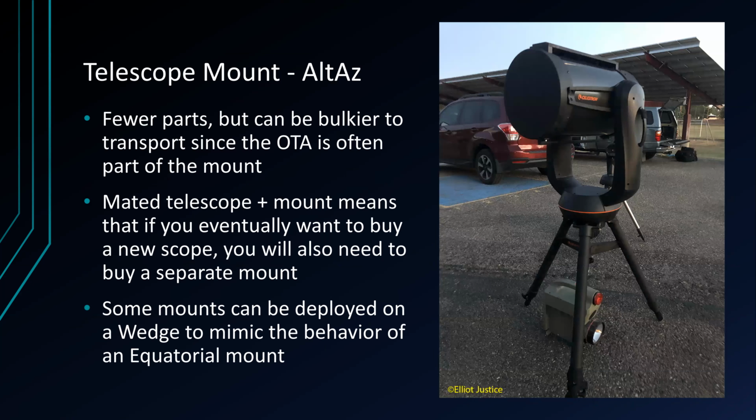On the other side of that, we have alt-az mounts, which are generally what might be referred to as a fork mount, where you have two edges of a fork that hold the telescope in place. These are generally a lot easier to set up in the field. You typically just take the tripod out, take the fork mount with the scope on it, set that on the tripod, and then start looking at things.